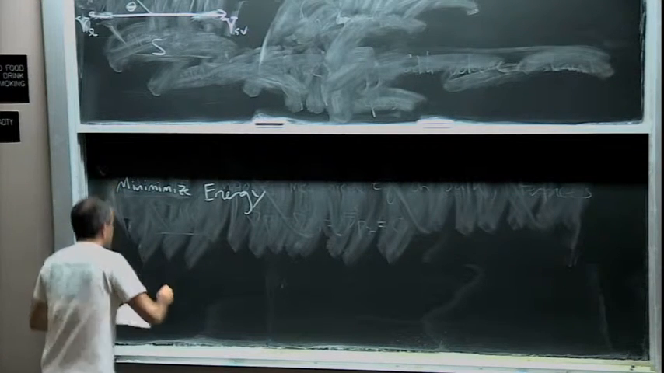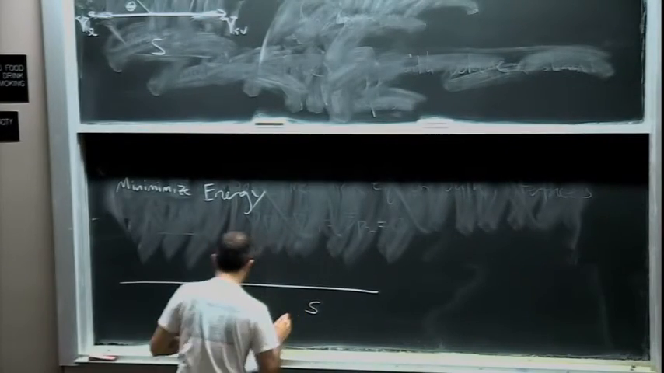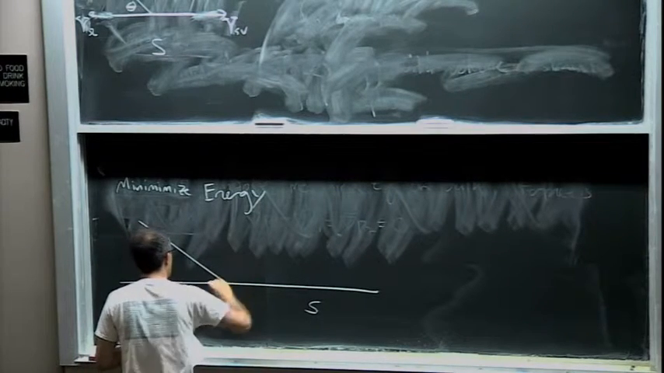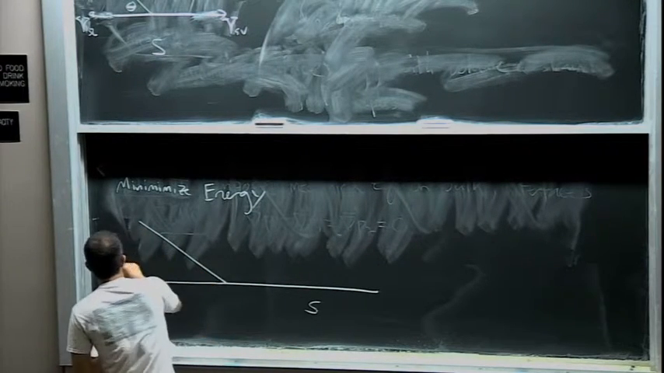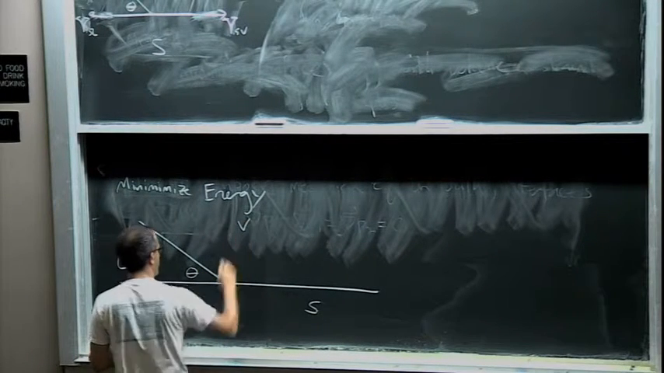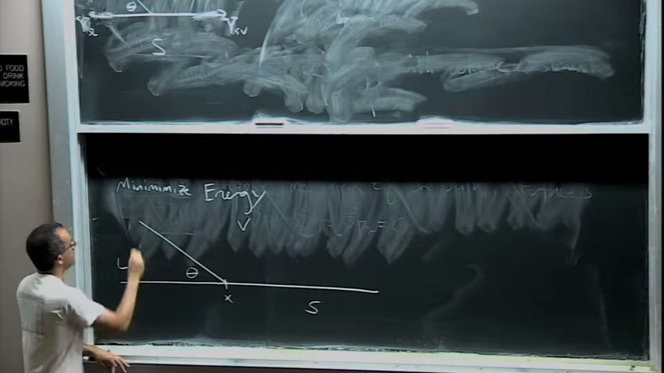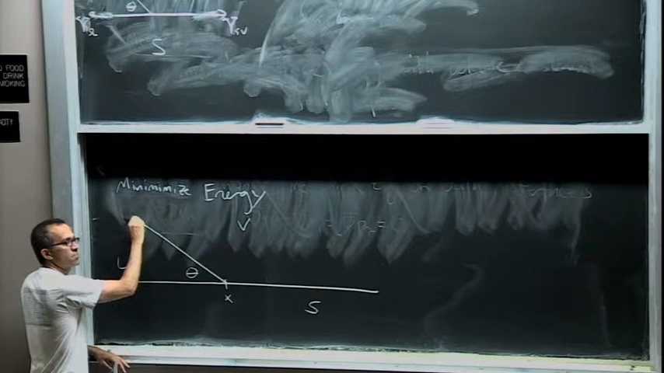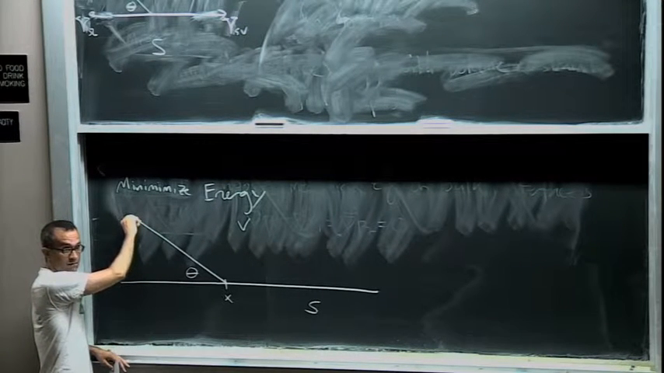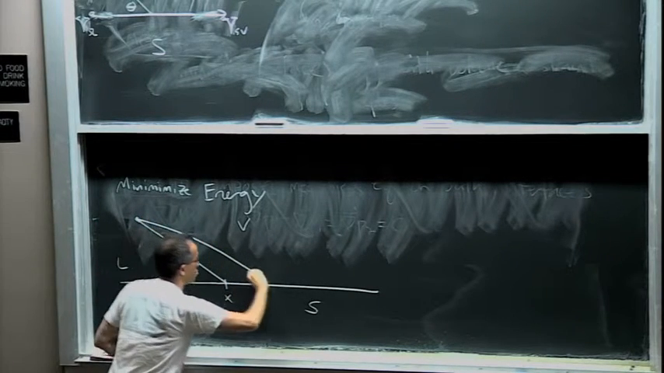OK? So what I'm going to do is first I'm going to draw my flat solid surface, and then I'm going to draw my liquid vapor surface coming into contact at some angle theta. And this is my vapor. And this is position x. OK? Now what I'm going to do is I'm going to fix this point on the liquid vapor interface far away from the contact line. OK? And then I'm going to allow the point of contact to vary.